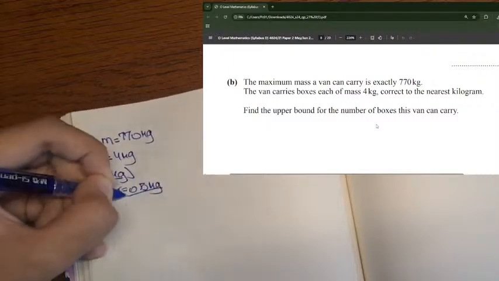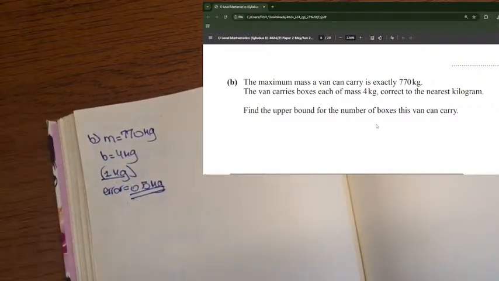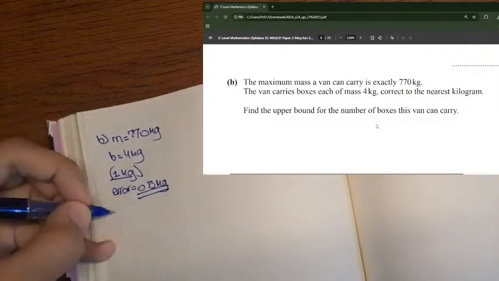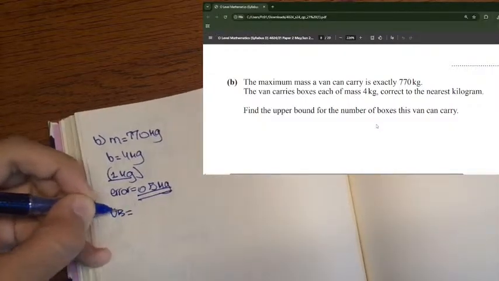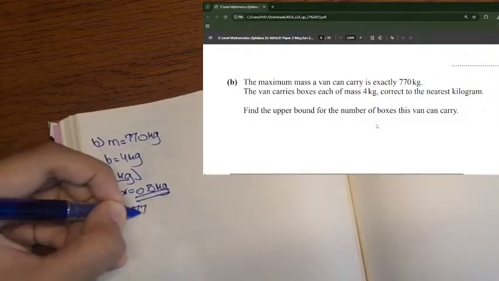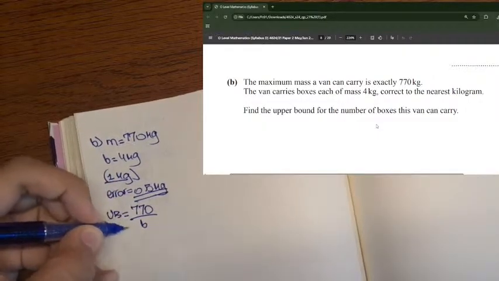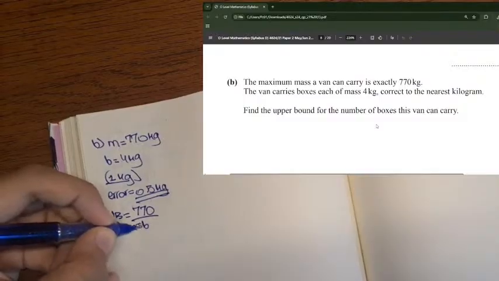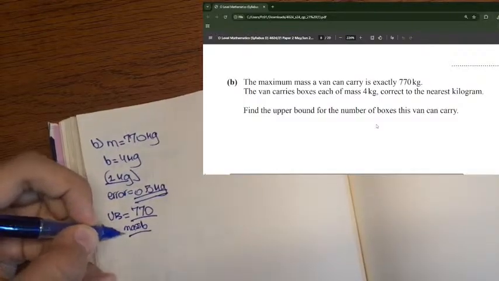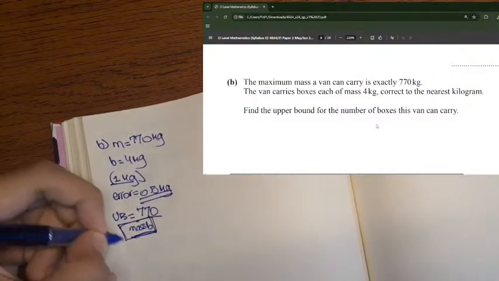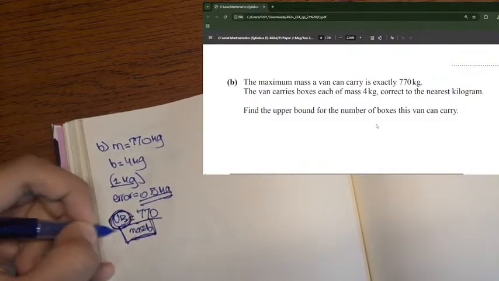So this will be the amount that can be added to or subtracted from the mass of the boxes that we have. They're asking us the upper bound of the number of boxes that this van can carry. This means that it must be 770 divided by the mass of a box. If we're finding the number of boxes, we would need the lowest number in the denominator for this to be the greatest, right? We need to find the upper bound in the answer.